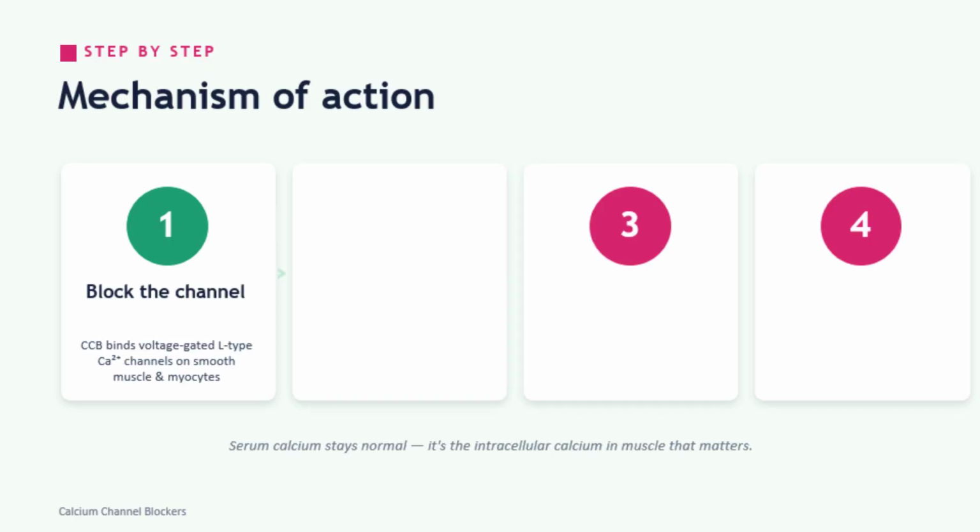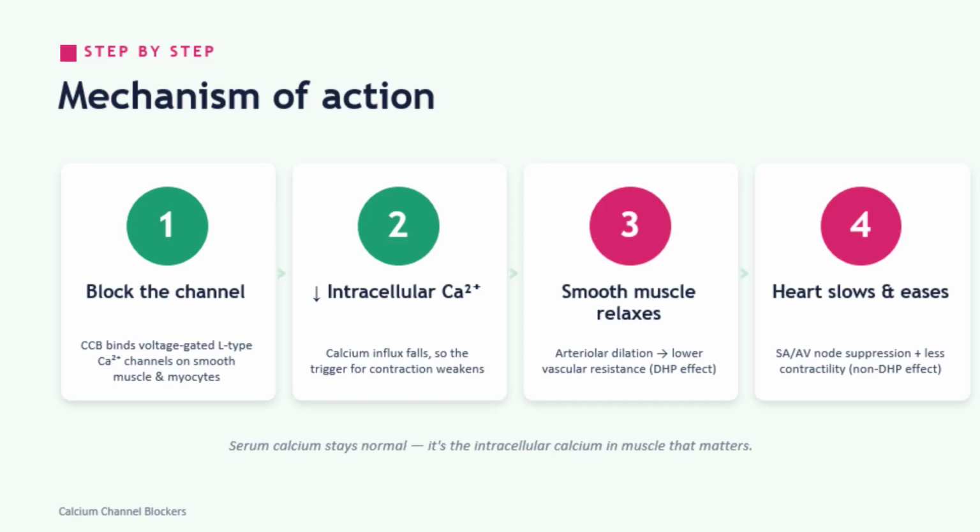Now let us walk through the mechanism step by step, nice and slow, because this is where students sometimes trip up. Step 1, the drug blocks the channel. Step 2, intracellular calcium falls. Step 3, the blood vessels relax. Step 4, the heart slows and pumps less forcefully. 4 simple steps, all linked together.